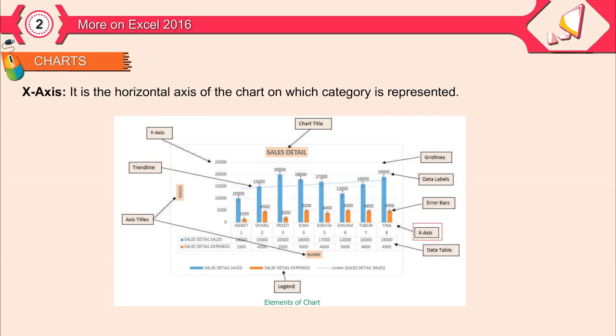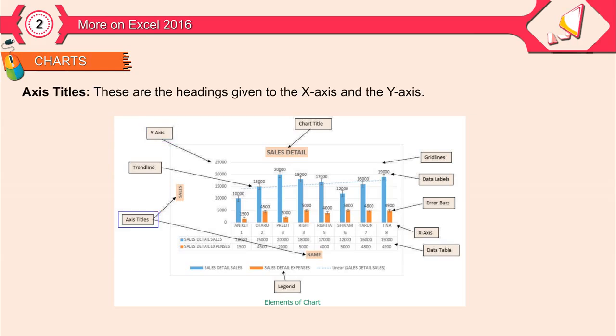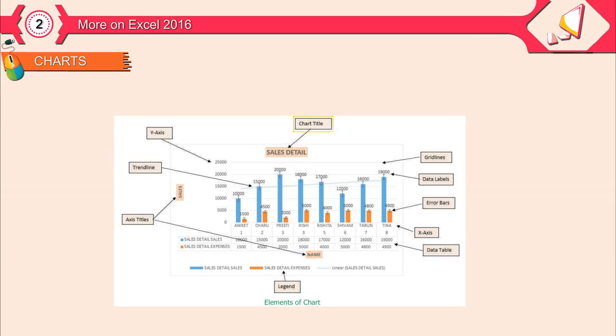X-axis. It is the horizontal axis of the chart on which category is represented. Y-axis. It is the vertical axis of the chart along which the values are plotted. It is also known as series or rank axis. Axis titles. These are the headings given to the X-axis and the Y-axis.